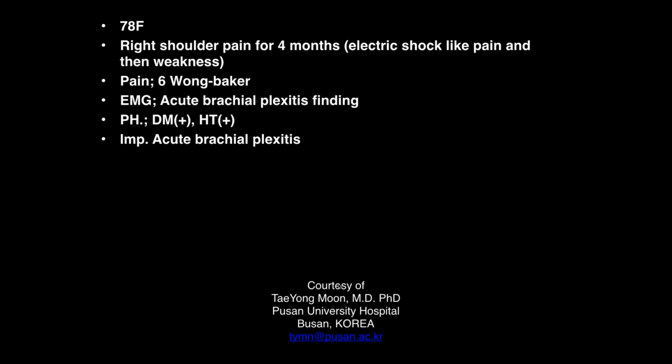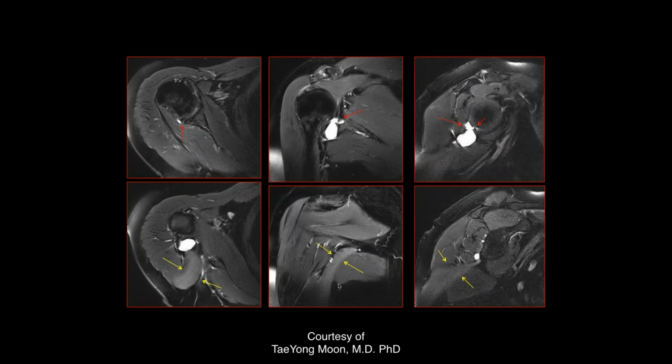Thomas, what do you think of this case? 78-year-old female, right shoulder pain for 4 months, electric shock-like pain. Because I'm not seeing an image on this slide. Okay. So axial, coronal, sagittal, and yeah. So there's denervation hyperintensity of the muscle, and there's a paralabral cyst.